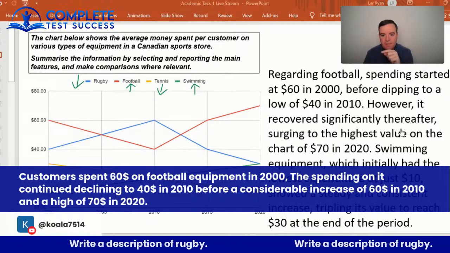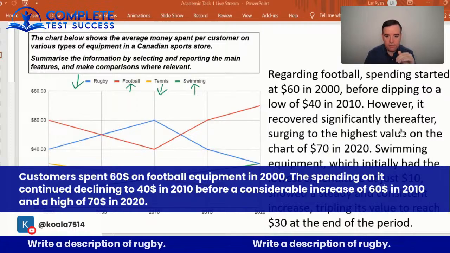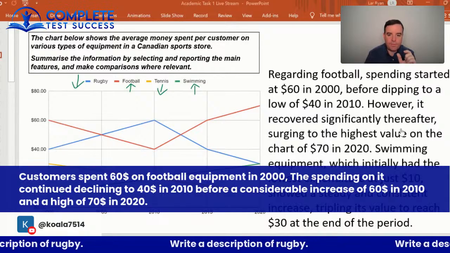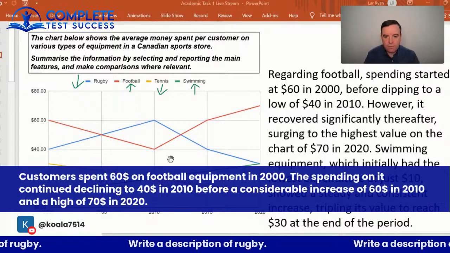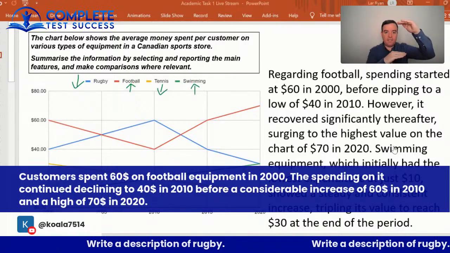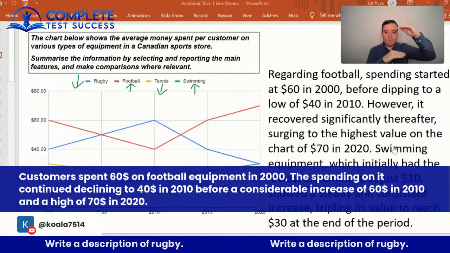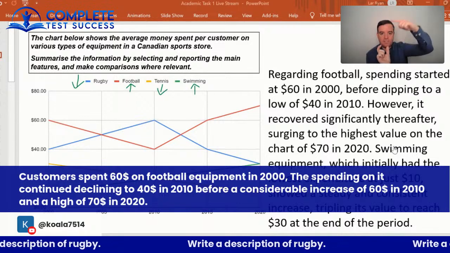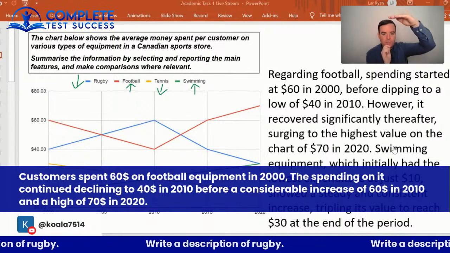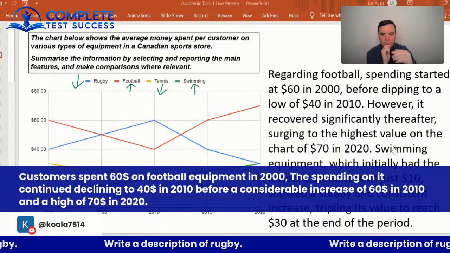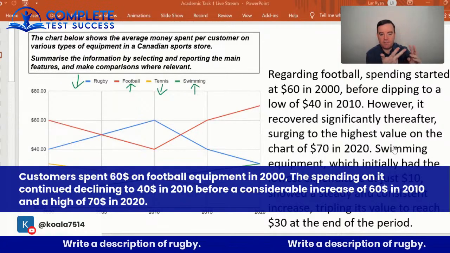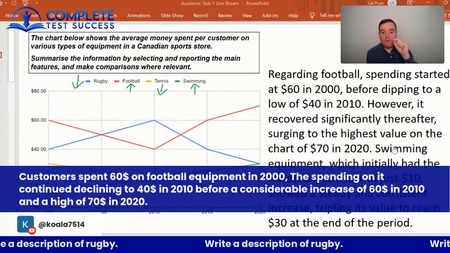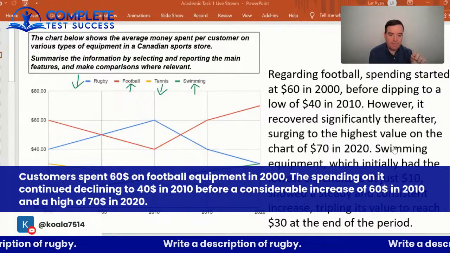So you'd have to say the spending on this category declined to $40 in 2010 before a considerable increase of 60. No, not of 60. If it was of 60, it would be the size of the increase. So then it was 40, and an increase of 60 means 40 plus 60. So it went up to 100, which isn't true. So it'd have to be an increase of, where did it go, to 70? So 40, 50, 60, 70, so 30. It would have to be a considerable increase of 30 or a considerable increase to $70.